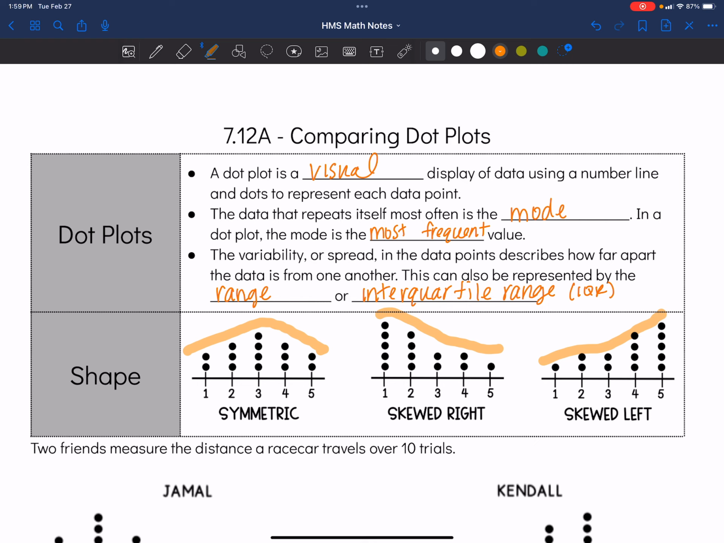I don't know why that is. I'm not the one that made this up, but I am the one that's telling you this. So think of it as just like a little bit backwards.